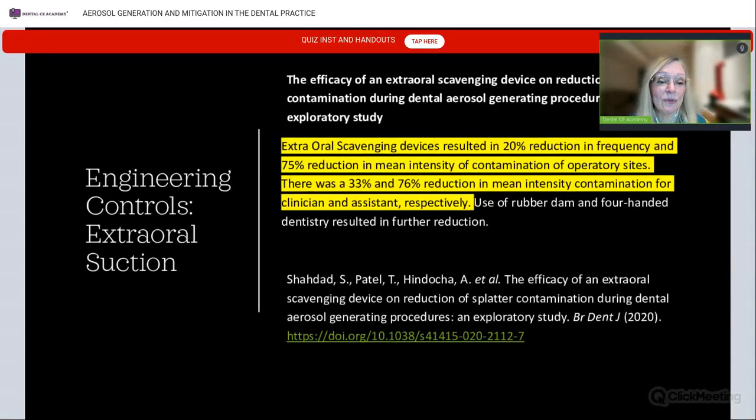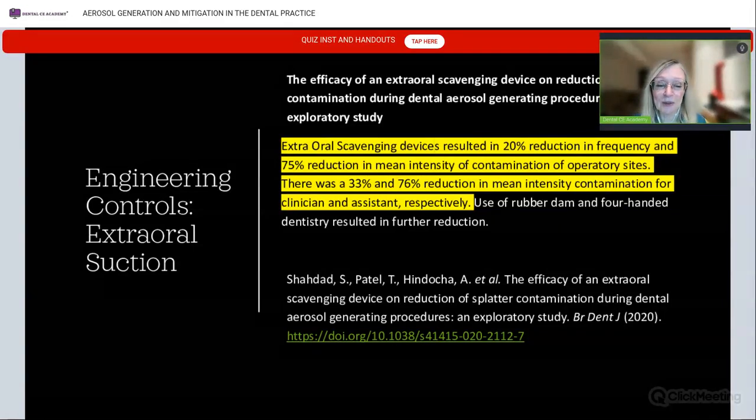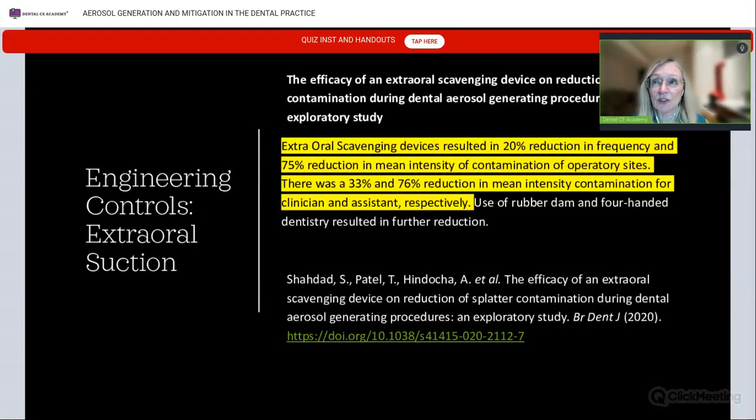Extraoral scavenging devices in this study resulted in a 20% reduction in frequency and 75% reduction in mean intensity of contamination of operatory sites. There was a 33 and 76% reduction in mean intensity contamination for the clinician and the assistant, respectively. When they added rubber dam and four-handed dentistry, it resulted in further reduction.